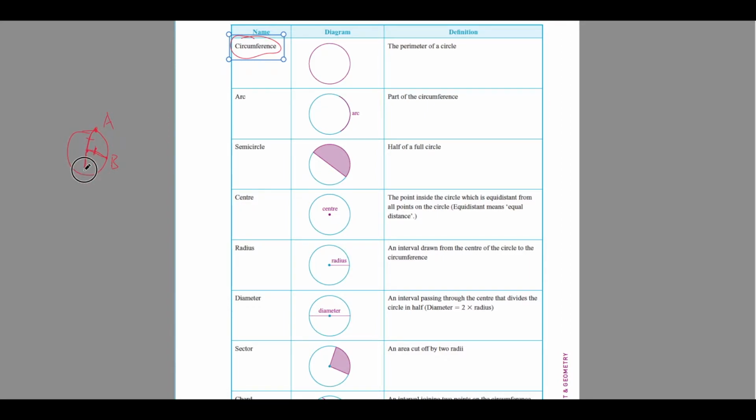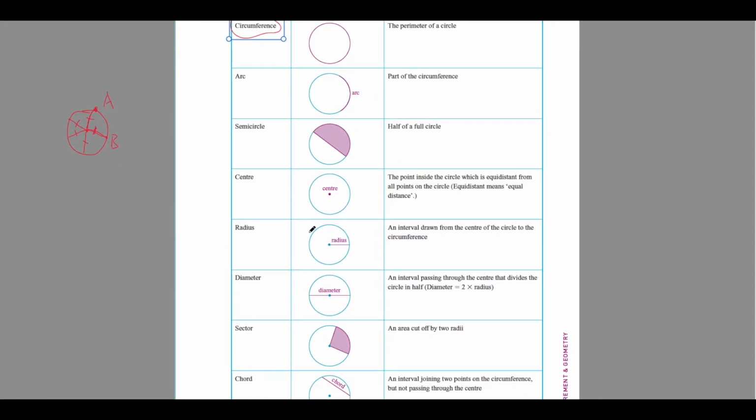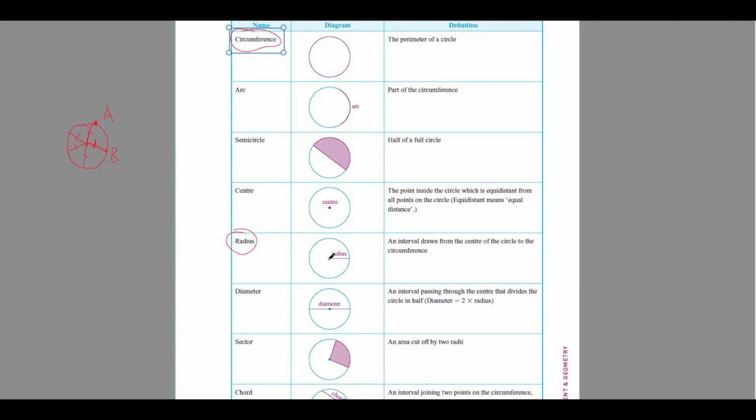So I draw another line here, another line there, another line here. All these distances should be the same. So that's indicated by that line. This is also a very important word that you have to know, the radius. The radius is an interval drawn from the center of the circle to the circumference. So basically, it's the distance between the center and the edge of a circle, if you can think of it that way. An interval drawn from the center of the circle to the circumference.